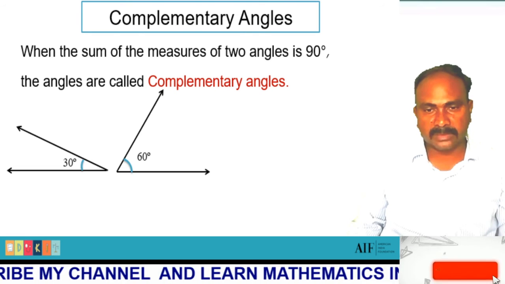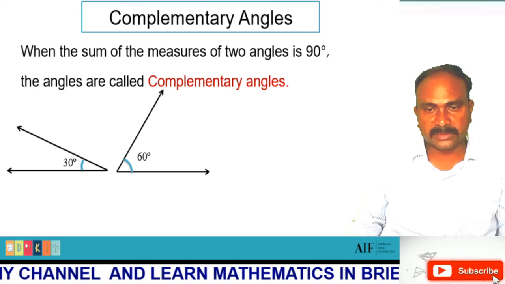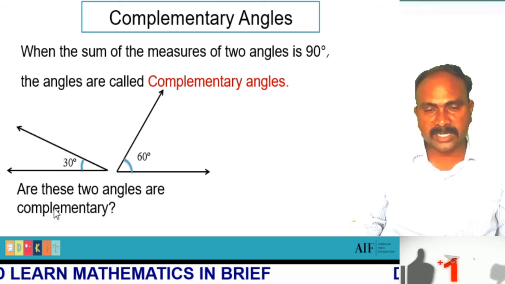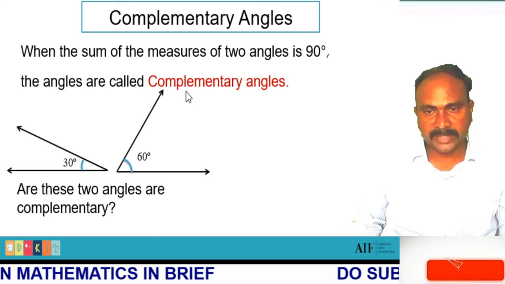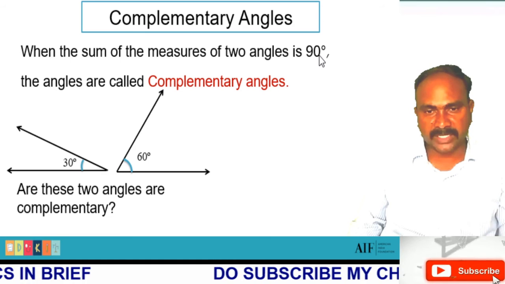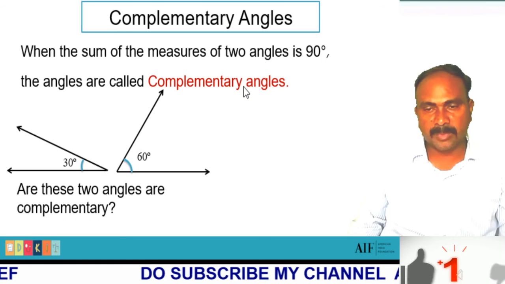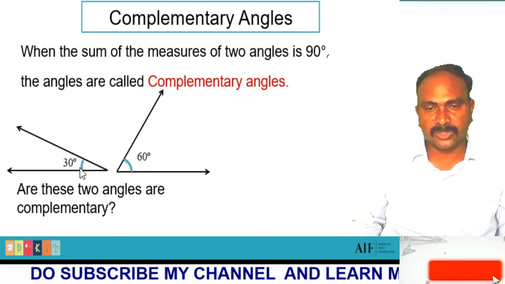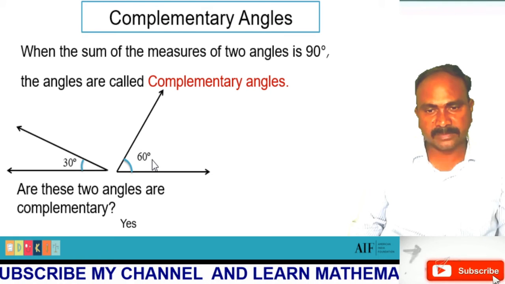Here 30 degrees and 60 degrees. Are these two angles complementary? Already we know, if the sum of the measures of two angles is 90 degrees, then the angles are called complementary angles. Here 30 degrees and here 60 degrees. So 30 plus 60, 90 degrees. Yes.